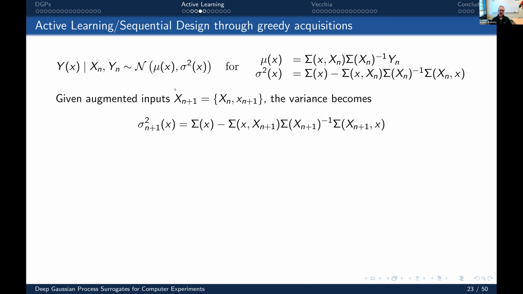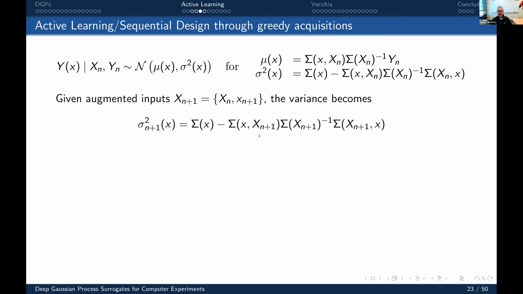And here are those predictive equations. My prediction at a new input X is Gaussian with mean and variance that follow the formulas I provided earlier. Now I want to think about what happens if I gather a new input, an n plus first input, that I combine with my existing inputs to form a new design matrix. I can deduce what my predictive variance will be in the future because my predictive variance calculation is only a function of the inputs X.